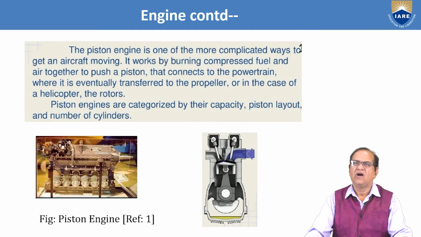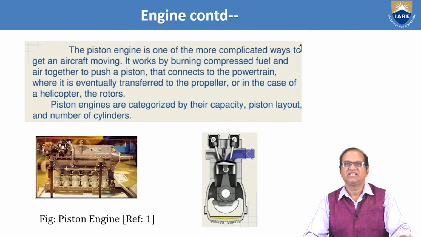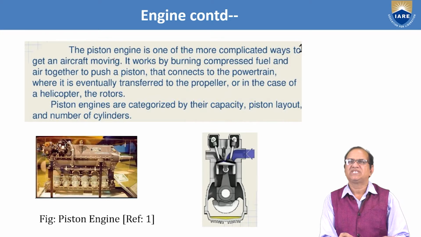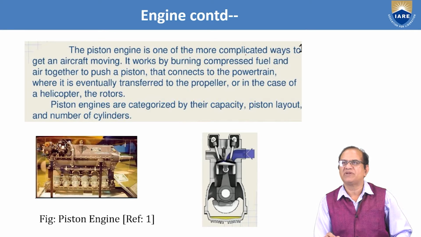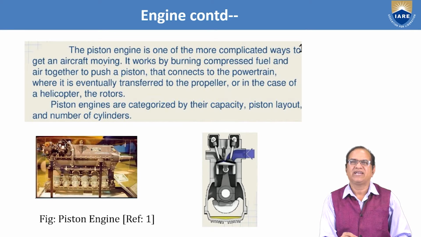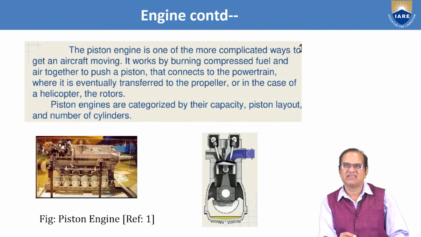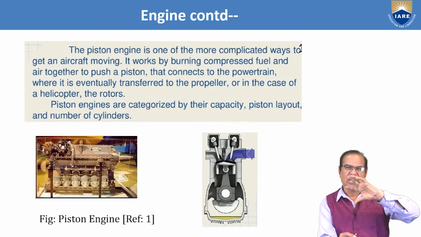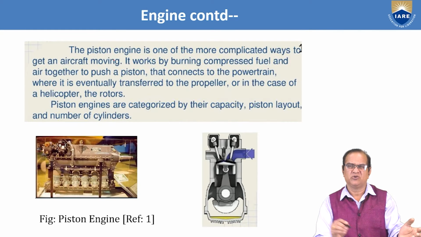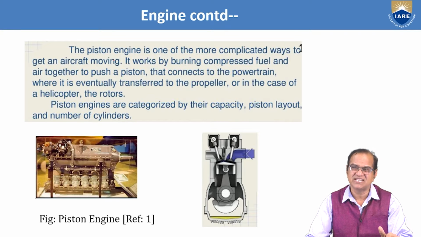So, continuation of this piston engine. The piston engine is one of the more complicated ways to get an aircraft moving. The piston engines are very complicated because they have a lot of valves, pistons, cylinders, and motion, converting the reciprocating to the rotary motion. So it is much more complicated than the turbo engines.